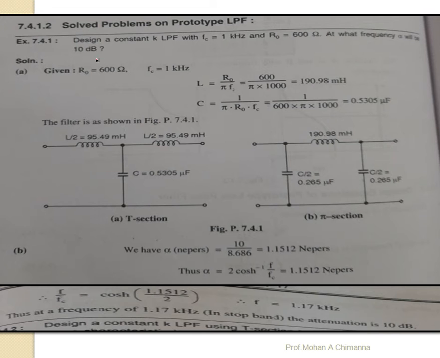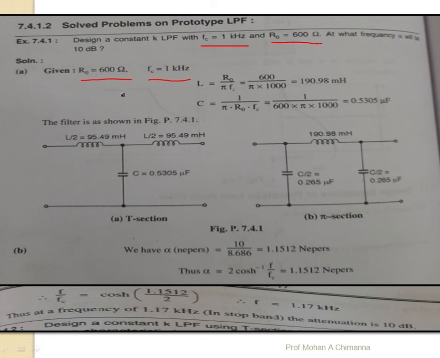In the solved problem, the design statement is to design the constant K low pass filter with the cutoff frequency fc equal to 1 kilohertz and design impedance R0 equal to 600 ohm. At what frequency will the alpha be 10 dB? So what we do here, first in the examination you take the given data. What is the given data? R0 is equal to 600 ohm and fc is equal to 1 kilohertz.